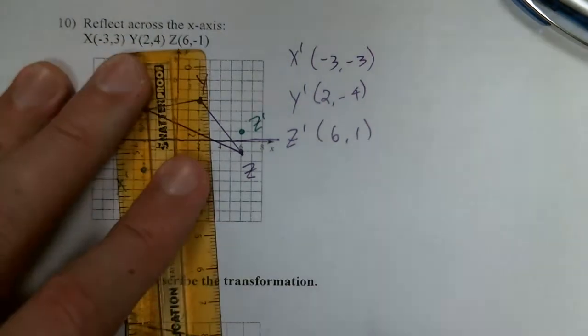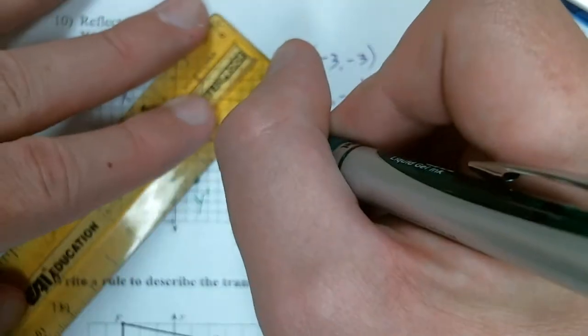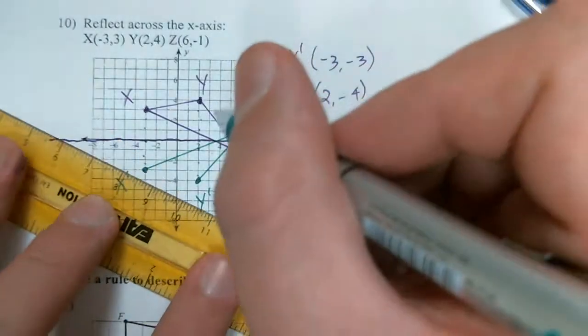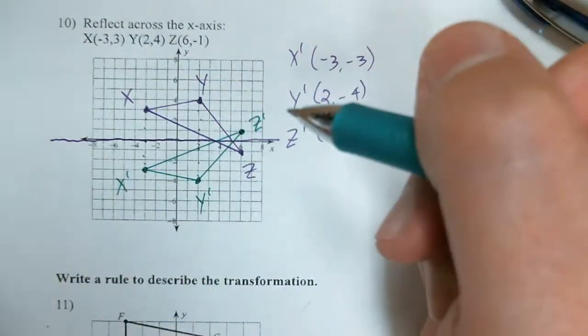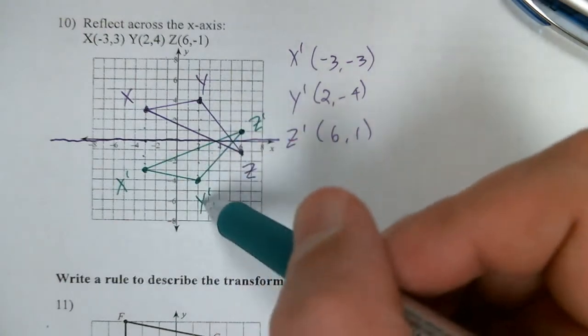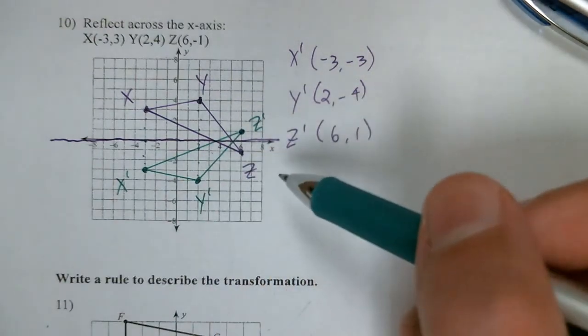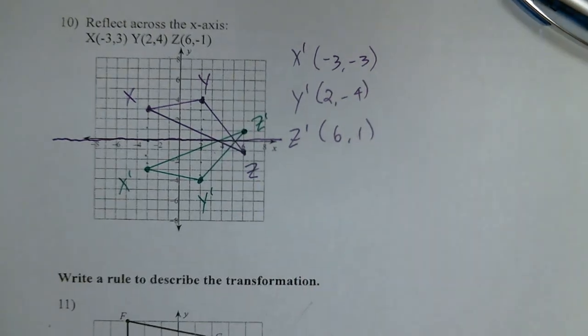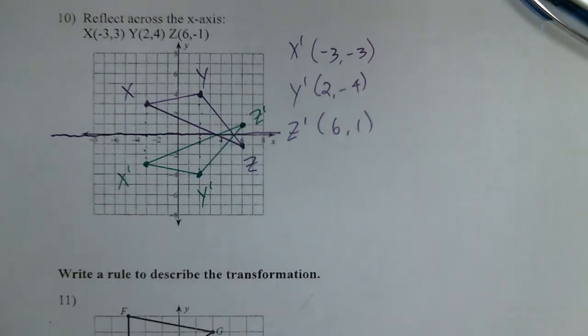Alright, so now connect the dots again. So there's your common sense approach. Just count the distance across the axis that you're reflecting around. And then, of course, let's ask ourselves the question, does this look right? Does the purple and green triangle, do they look like they're mirror images? And yes, they do. So I feel confident in my answer.